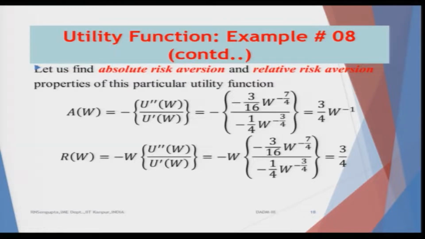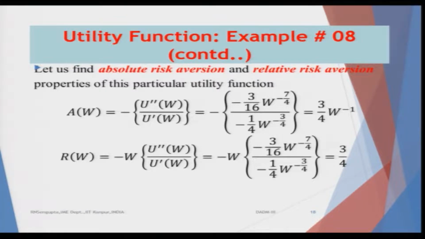So, now let us find out the absolute risk aversion and relative risk aversion property. Just put them in the formula, find out A, which is minus u double prime by u prime, and that comes out to be 3/4 by W to the power minus 1. This is just a simple calculation: I am just putting the values of u prime and u double prime. Then again I put the values of R, and R from the formula is only I multiply it by W with respect to A, which I have, and the value comes out to be 3/4.